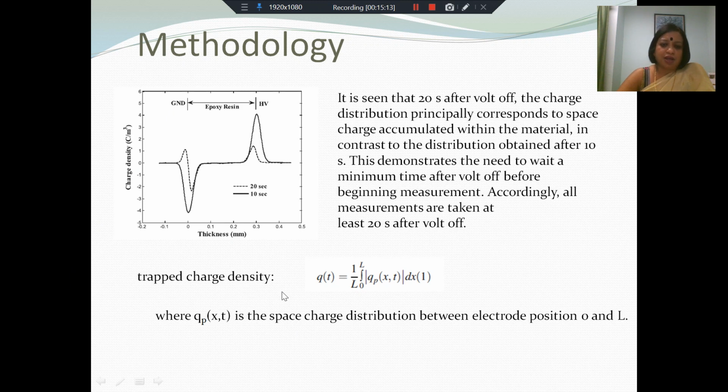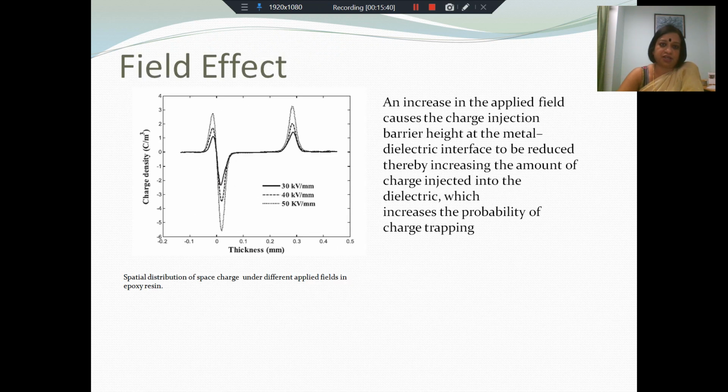Q_T as a function of time is given by the integration quantity, but Q_P(t), the signal as it is, gives the space charge distribution between electrode positions 0 and L. So these are the two electrodes: this is the ground electrode and this is the high voltage electrode. This needs a calibration and some demodulation techniques so that we can convert the voltage signal obtained at the oscilloscope into the corresponding space charge signal.